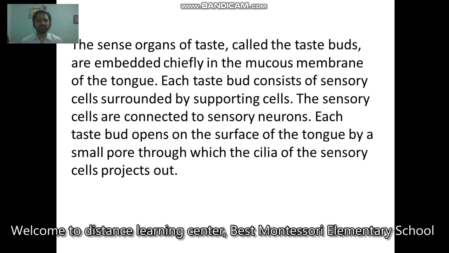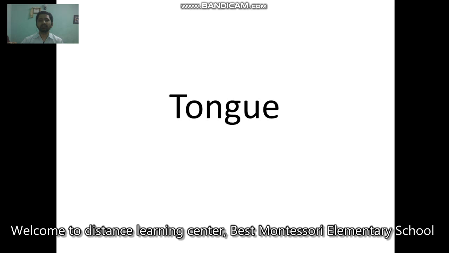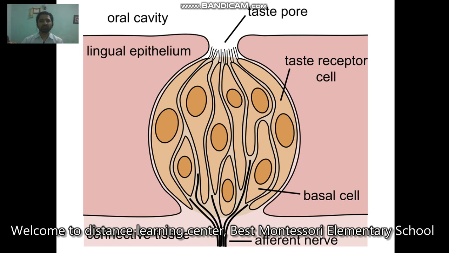These taste buds open on the surface of the tongue with a small pore where the structure of cilia is present. We can see the cilia just below the taste pore, the upper part. These are the cilia.